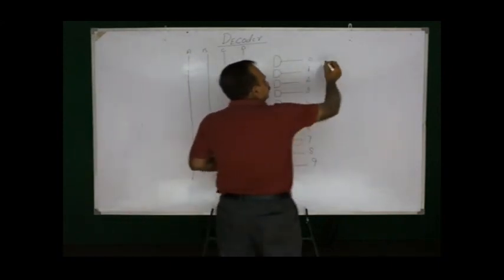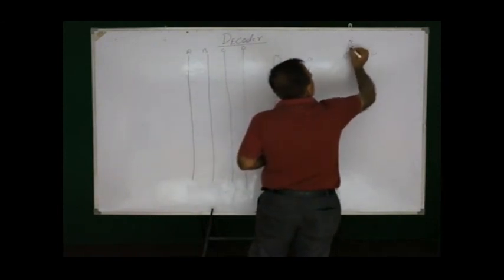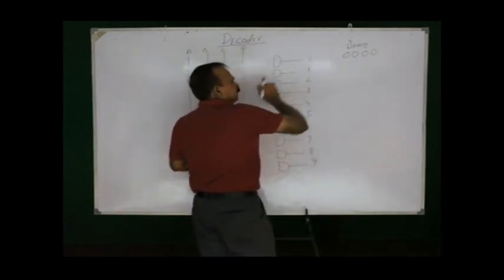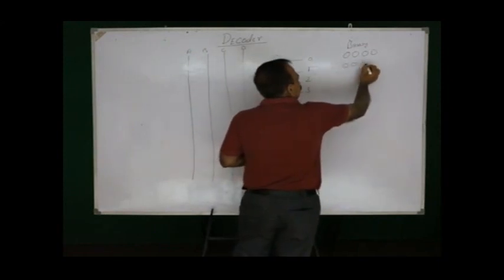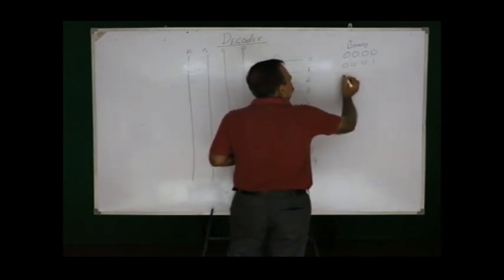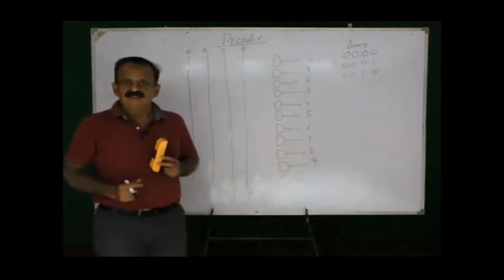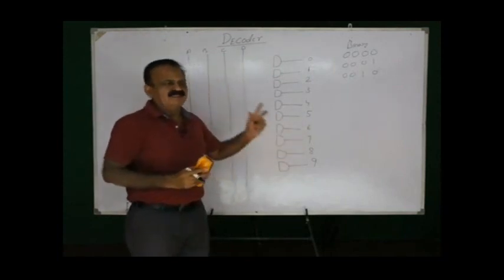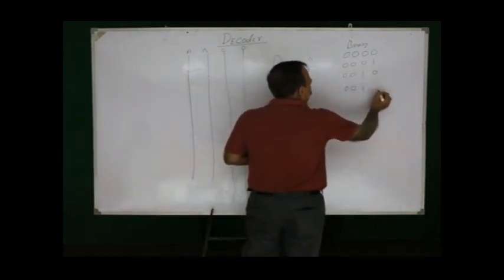Like the first one is 0, the binary equivalent is 0 0 0 0. This is the binary number whose output should be 0. For 1 the binary number should be 0 0 0 1, and for 2 it should be 0 0 1 0. I am writing the binary numbers whose outputs will be this one. These are the decimal ones. 3, I hope it is 0 0 1 1.